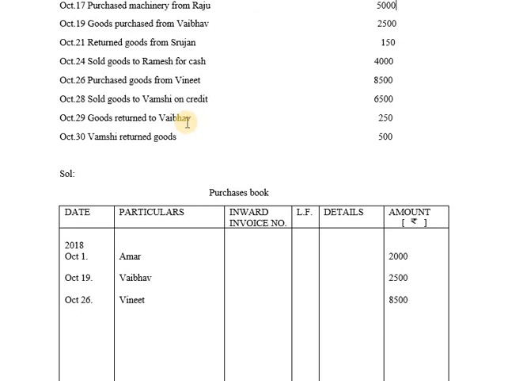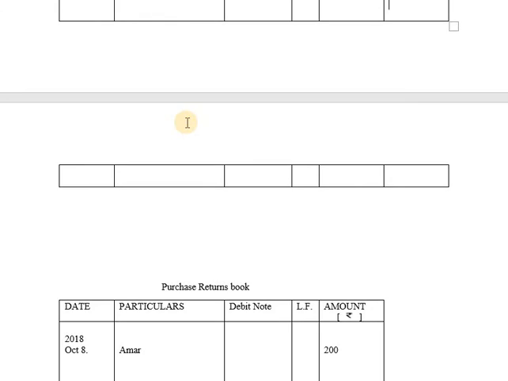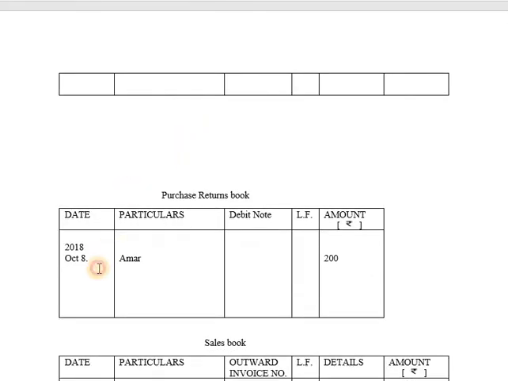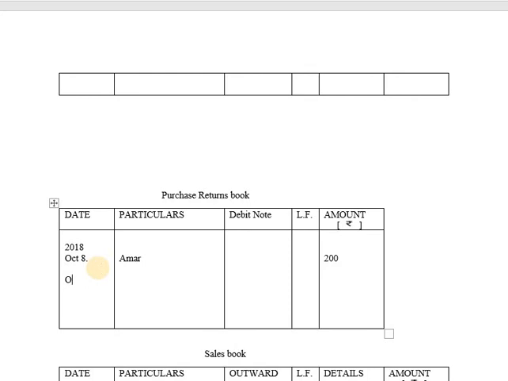वहाँ पे जो खरीदे थे वो परचेज बुक में लिखे, अब जो वापस कर रहे वो परचेज रिटर्न्स हो जाता, लिहाजा इसको परचेज रिटर्न्स बुक में लिखेंगे। So it will be posted in purchase returns book as October 29 Vaibhav 250 rupees. Vaibhav, and here you will be writing the amount as 250 rupees.